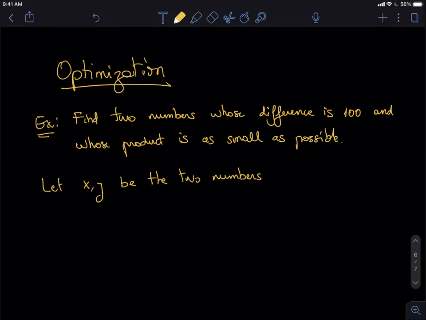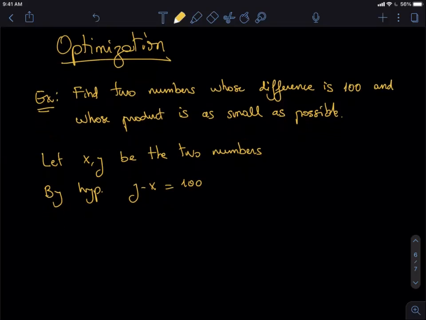And the condition that we are given is that the difference of the two numbers must be 100. So let's say y minus x equals 100. I could do x minus y, it doesn't matter, but let's do y minus x. And then what I want is the product as small as possible.